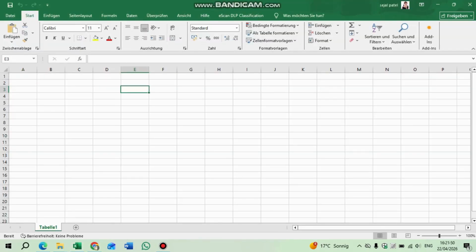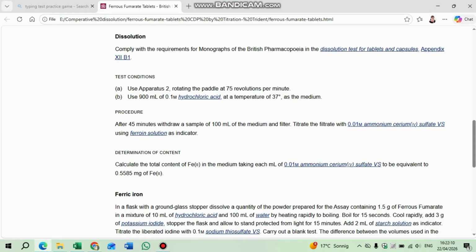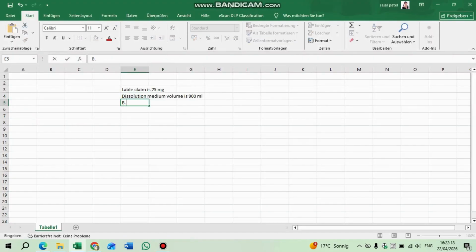So suppose our ferrous fumarate tablet label claim is 75 mg. Dissolution medium volume is 900 ml. It's already mentioned in the monograph. Now suppose our burette reading is 12.5 ml.